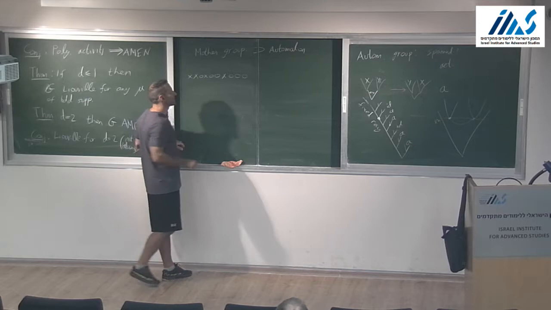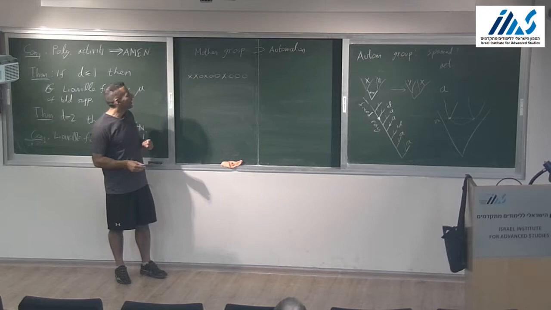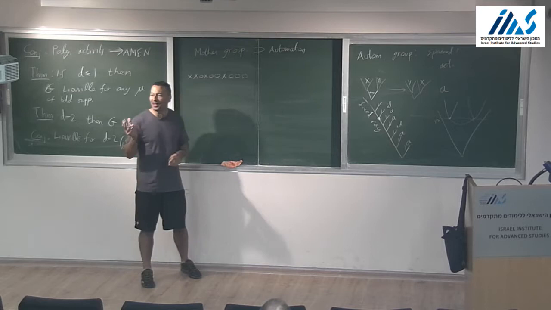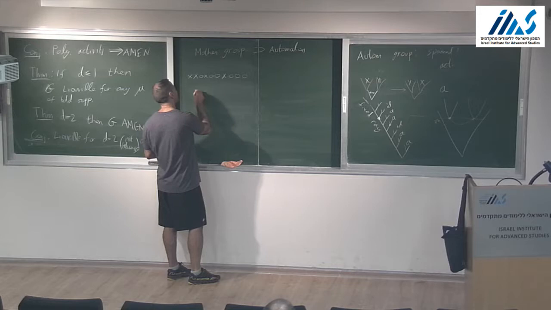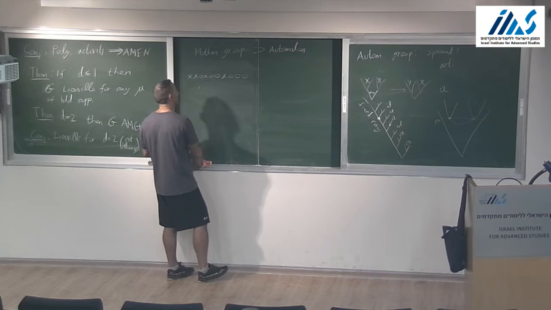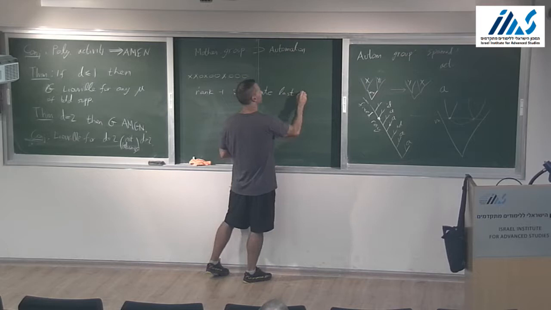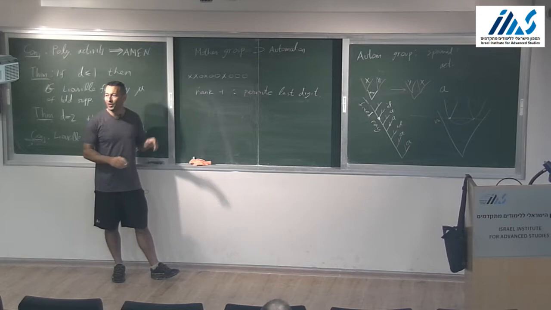So the generators of the mother group act in the following way. We have one generator that just applies a permutation to the lowest level, to the last digit, and does nothing afterwards. So this is like the a in Grigorchuk's group. We call these the rank minus one. So you just permute the last digit, and you can apply any permutation. So we have m factorial generators of this type.